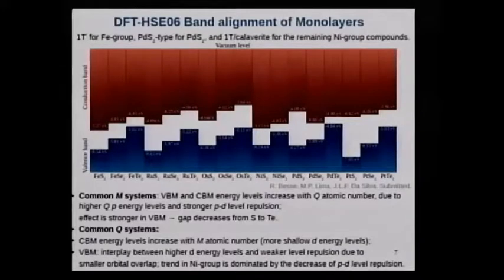But in spite of that, the trend in the nickel group monolayers is clear, and it's dominated by the decrease of the Pd d-level repulsion. And because of that, the VBM energy level decreases in this group when going from the nickel to the platinum sulfide.